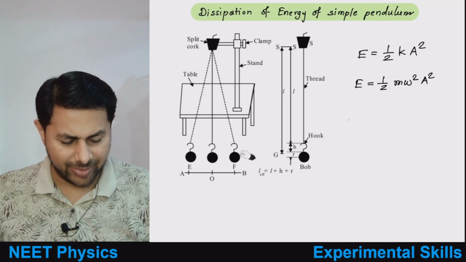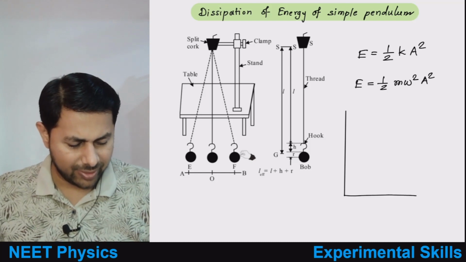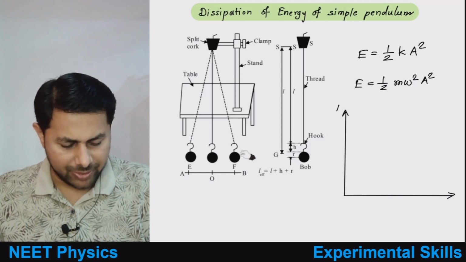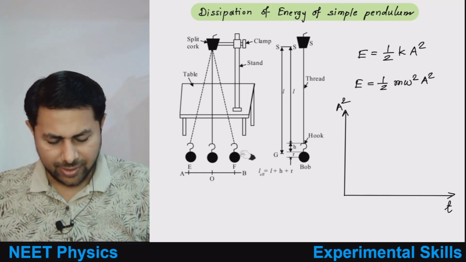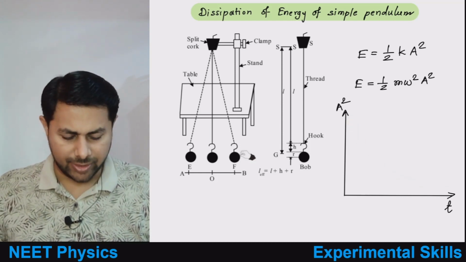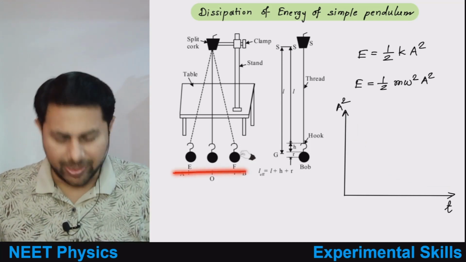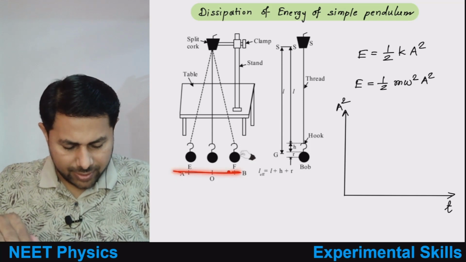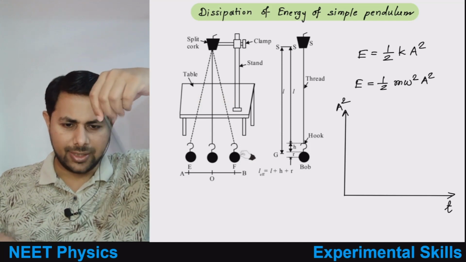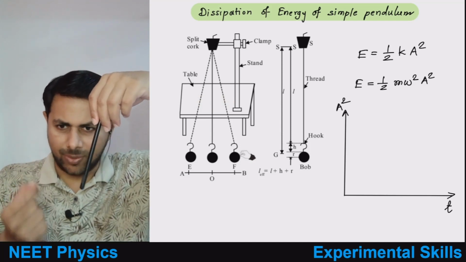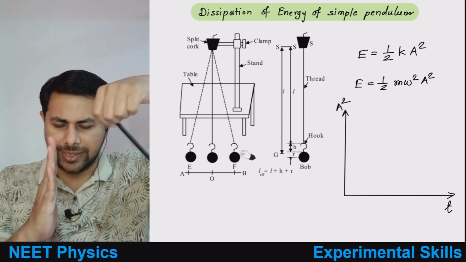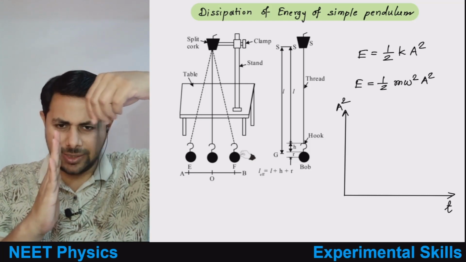You will just plot a graph between amplitude square versus time, and you will see that the graph of a square versus time will fall like this. See, here a scale would be marked on the table. On the table it will oscillate, and then you start a stopwatch. At the beginning there would be some amplitude, right? What is amplitude? The extreme distance up to which it goes. Then that amplitude will go on decreasing.